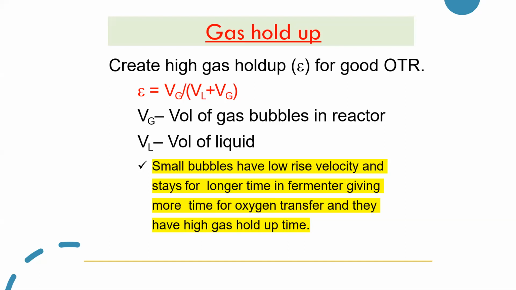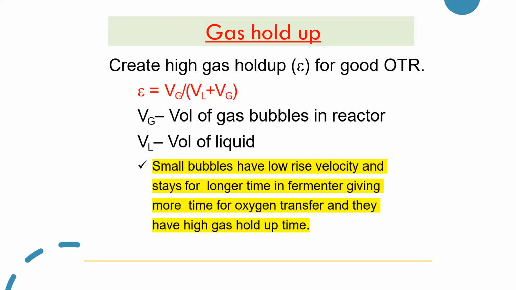The point here is that if you have very small bubbles, the smaller bubbles have low rise velocity. That means they will stay for a very long time in the fermenter. So if my bioreactor is full of smaller bubbles, I will see that the gas holdup is high. Why? Because these bubbles are staying in the reactor for a longer time. As a result, you will see that the volume of the gas is more. But is it a true measure of the OTR? No, because a very small bubble behaves as a rigid body. So even if it is staying in the fermenter for a longer time, it is not transferring the oxygen.